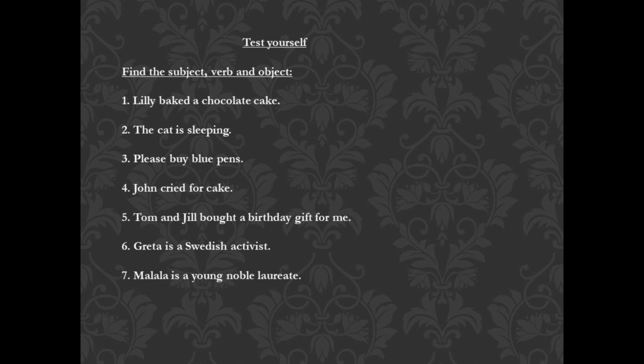Next is Malala is a young Nobel laureate. Here, Malala is the subject, is the verb, and when you answer the question Malala is what, you get an answer, a young Nobel laureate. So, a young Nobel laureate is the object here.